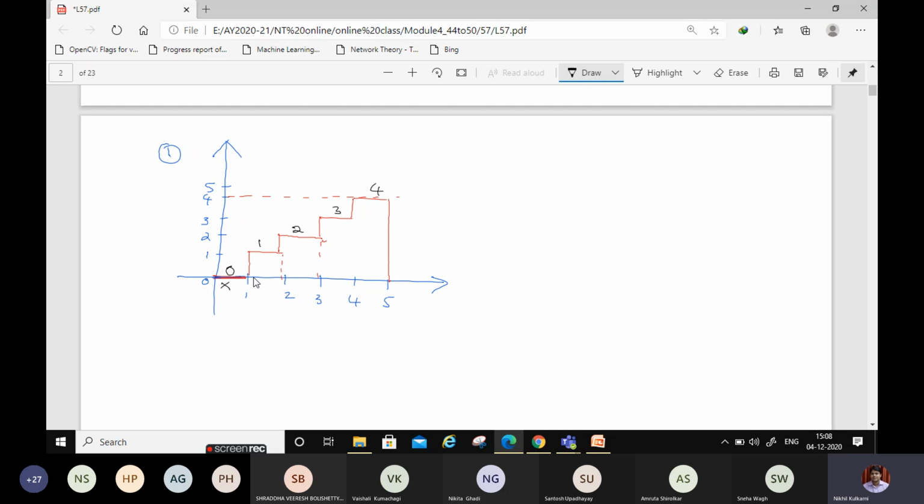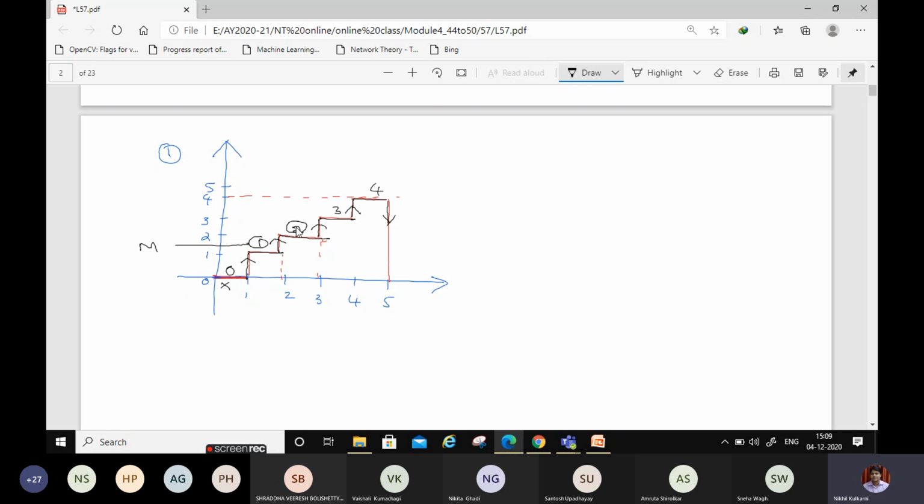From 1 to 2, there is a step signal, so let me mark it like this. From 2 to 3, again there is one more step. Then 3 to 4, one more step. Then 4 to 5, there is a step like this. Totally I have marked 4 arrow marks, and at each point you notice the magnitude. What is the magnitude at this point? Magnitude is 1.